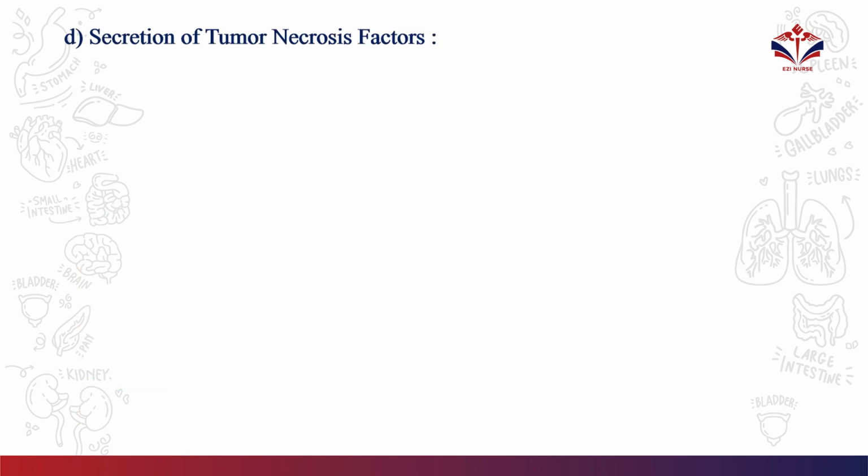Apart from that, we have the secretion of the tumor necrosis factors, and these are the factors which are going to destroy the tumor in our body. We have tumor necrosis factor alpha and factor beta. So they are respectively going to take part in destroying the tumors of our body. Apart from that, beta is going to cause stimulation of the other immune responses in our body.